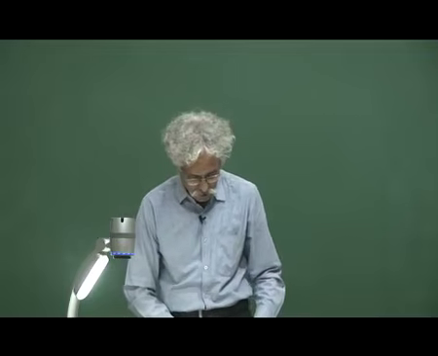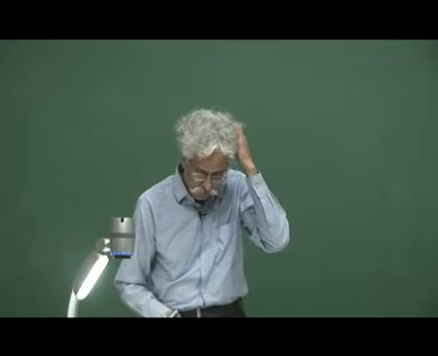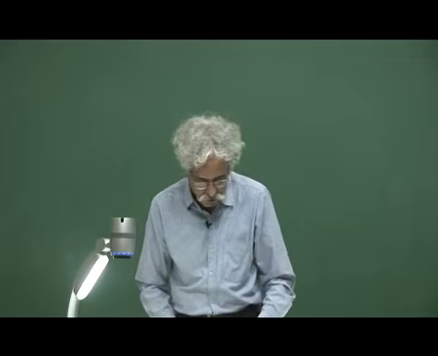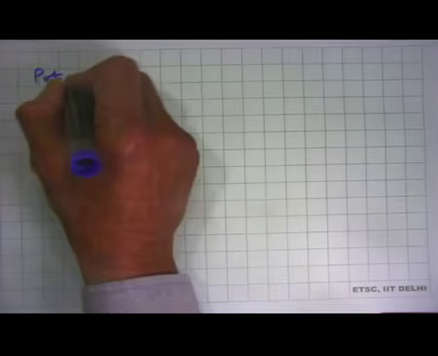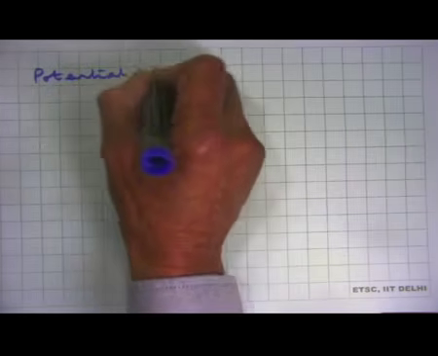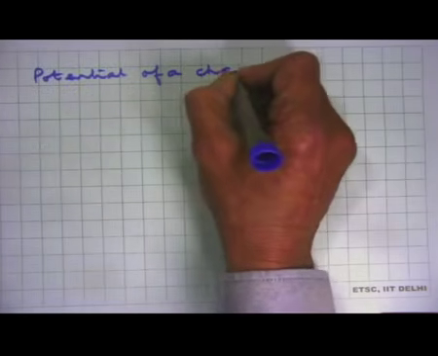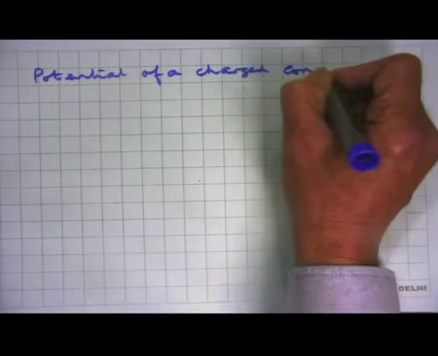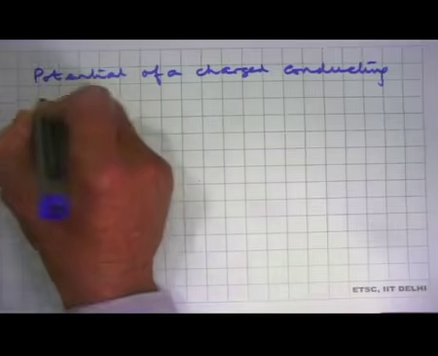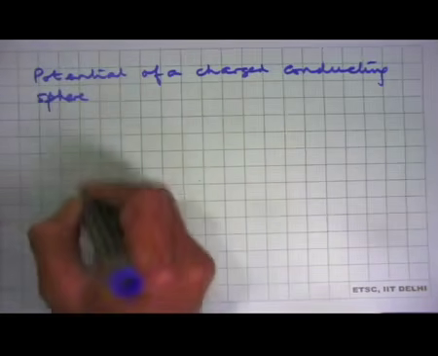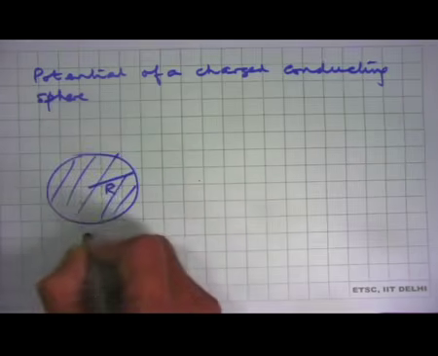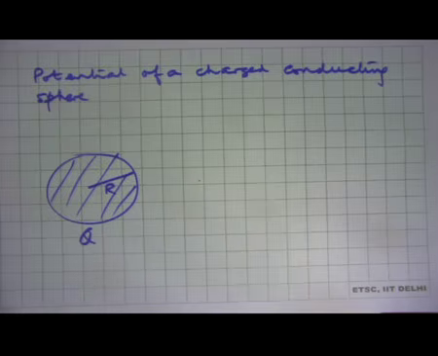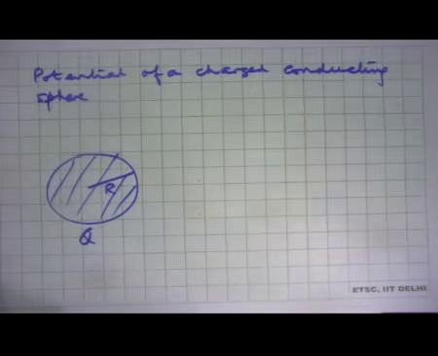Okay. Now, what I would like to do is to look at, as another example, the potential of a charged conducting sphere. So, I have a sphere of radius r and I have thrown in some charge capital Q. Remember, we have discussed that the entire charge will sit on the surface.